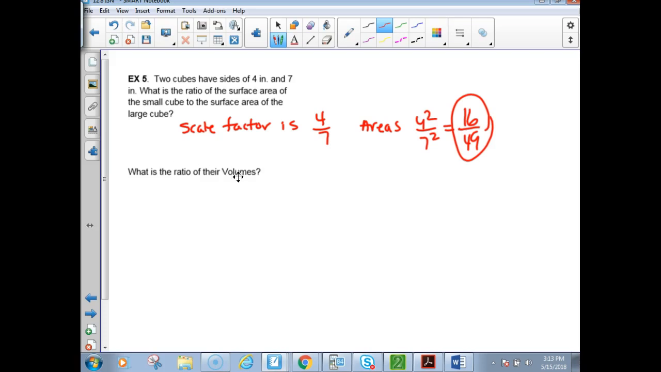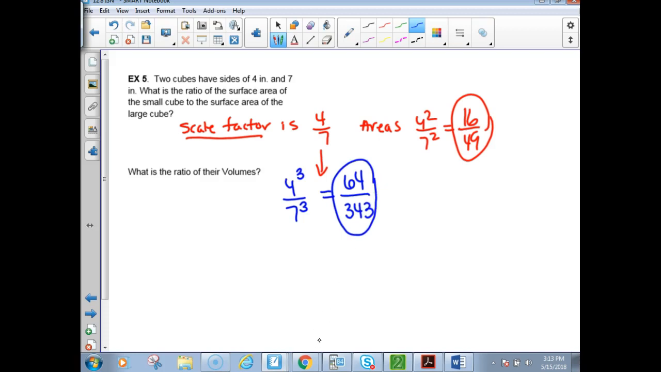Now it says, what's the ratio of their volumes? Well, you still take the scale factor, and you don't square it this time. You cube it. Now these numbers are going to be rather large. 4 to the third is 4 times 4 times 4, which is 64. And 7 to the third is 7 times 7 times 7, which is 343. That's the ratio of the volumes. And if your scale factor is reduced, your ratio of your volumes will not reduce.